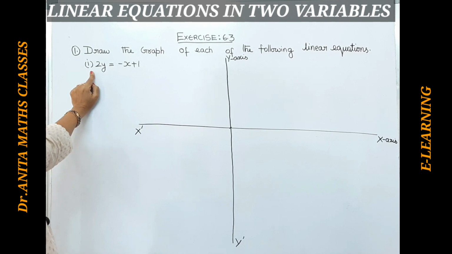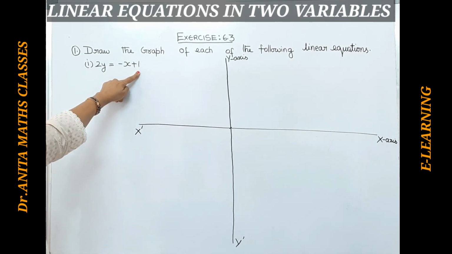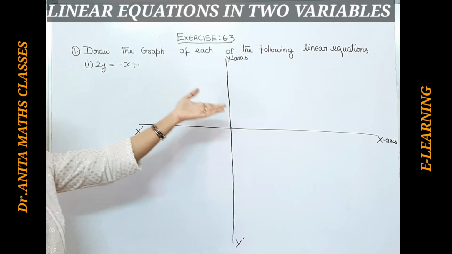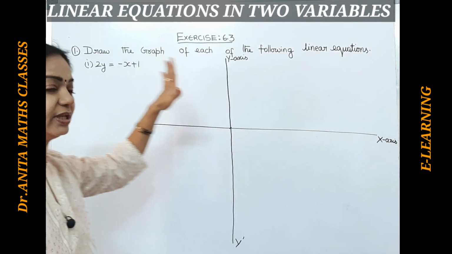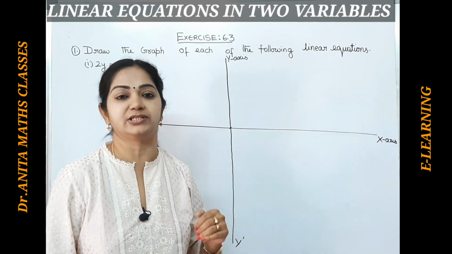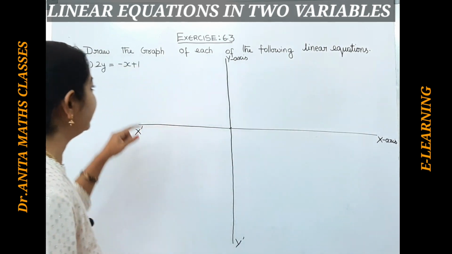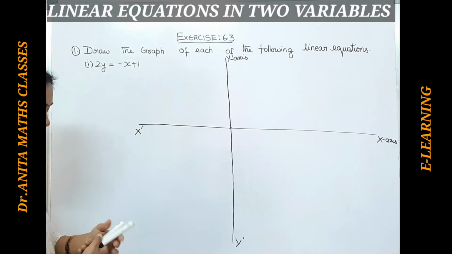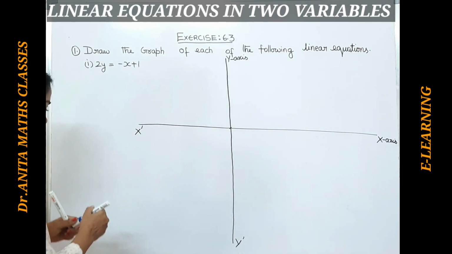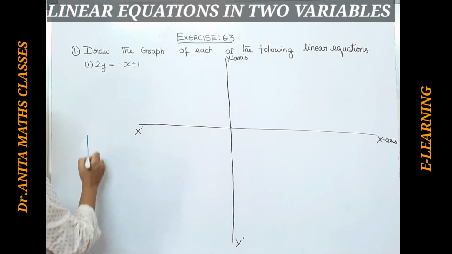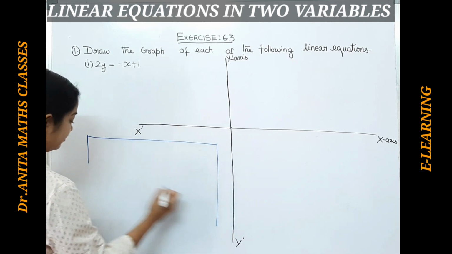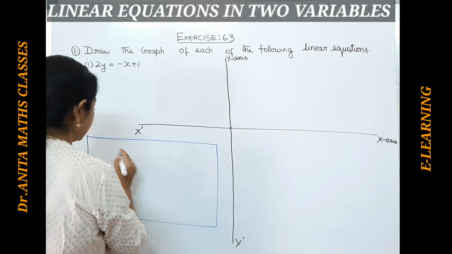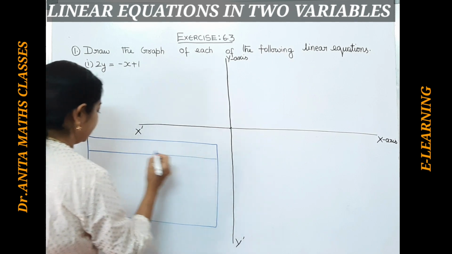Now the first one, 2y equal to minus x plus 1. This is a linear equation in two variables, and for this we need to plot the graph. Before plotting a graph, we have to get the points. To get the coordinate points, we should draw a tabular column. Now let me draw a tabular column here. This is not in the graph, I am just drawing a tabular column.